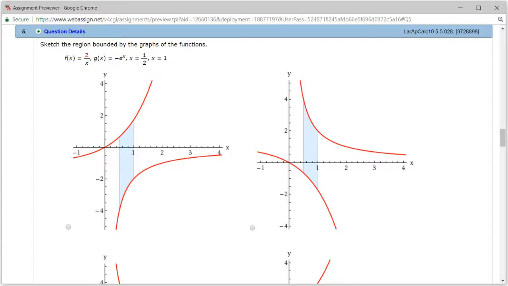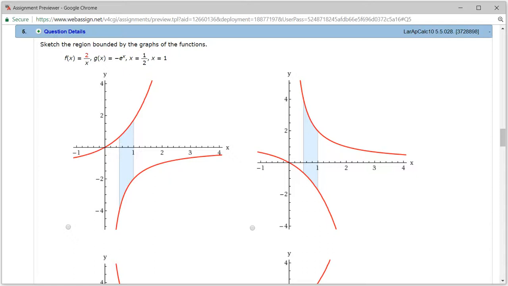All right, let's look at homework 5.5, problem number 5. We have f of x, which is 2 over x, g of x is negative e to the x, and x is going from 1/2 to 1. So which would be the correct region?